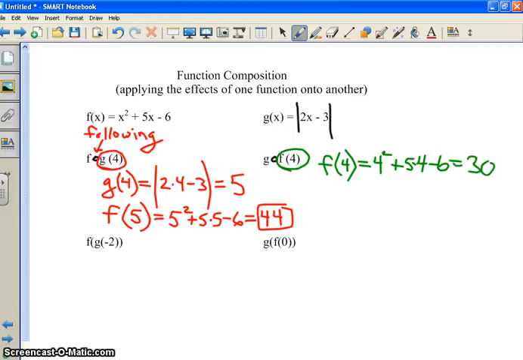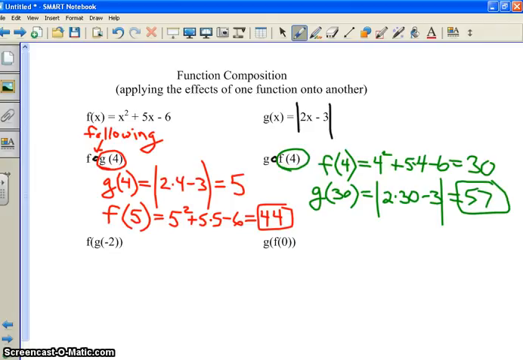And now we're going to take that output of 30 and plug it into the g function. The absolute value of 2 times 30, take away 3, is going to be 60, take away 3 is 57, and the absolute value of 57 is 57. When we plug 4 into f, and then that answer into g, the final answer is 57.